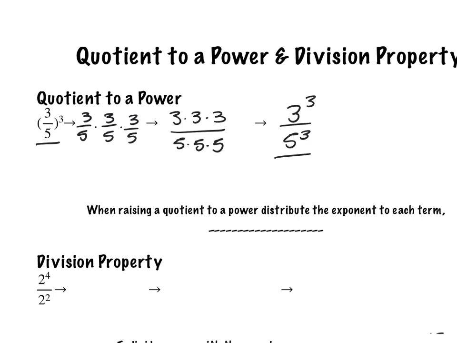It's kind of the same thing as a product. I'm still just distributing the exponent to each term. So what I can write is that if I have a over b, to the n power, I just give that exponent to both things: a to the n over b to the n. So that's the quotient property. It works the same way as multiplication.